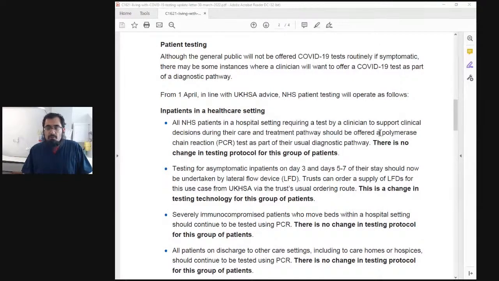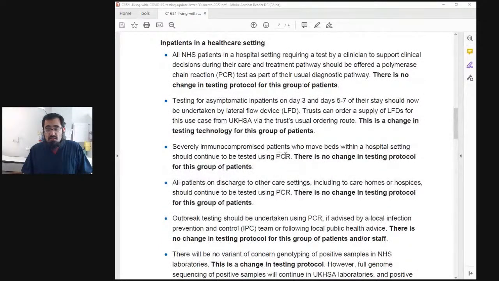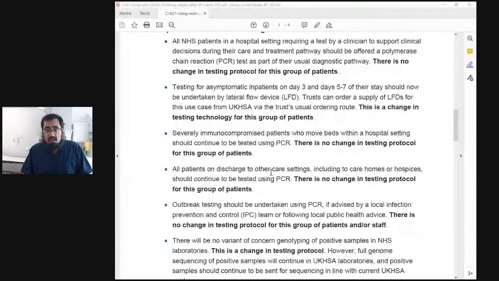For severely immune compromised patients who move beds in a hospital setting, this will continue to use a PCR test. And as it says, there's no change in the current process for that. And all patients discharged to other care settings, including care homes, hospices and so on, should continue to have a PCR test in that shift of environment. And again, that is not a change in the current process. Outbreak testing is going to change, however. It'll be looked at using PCR testing originally, but that may change. Sorry, there's no change in this one.